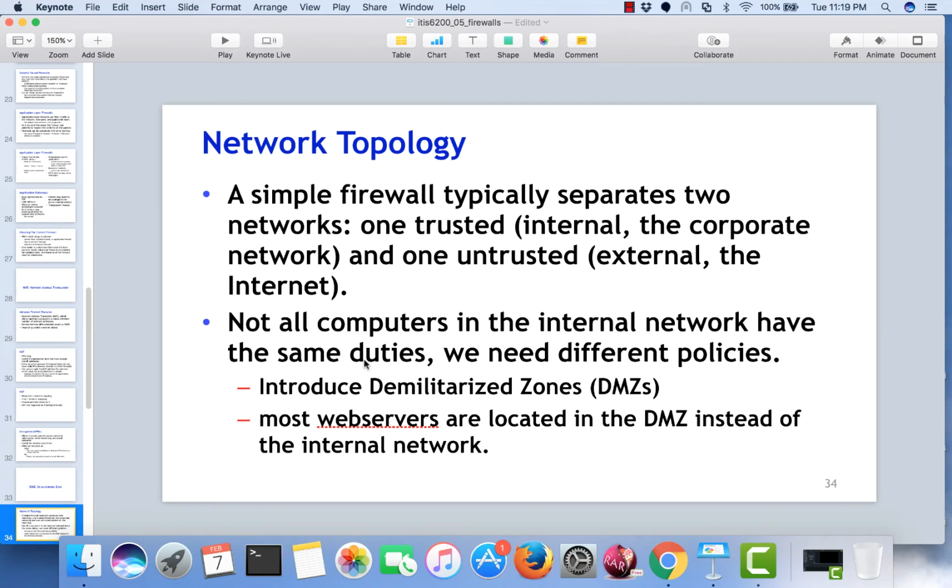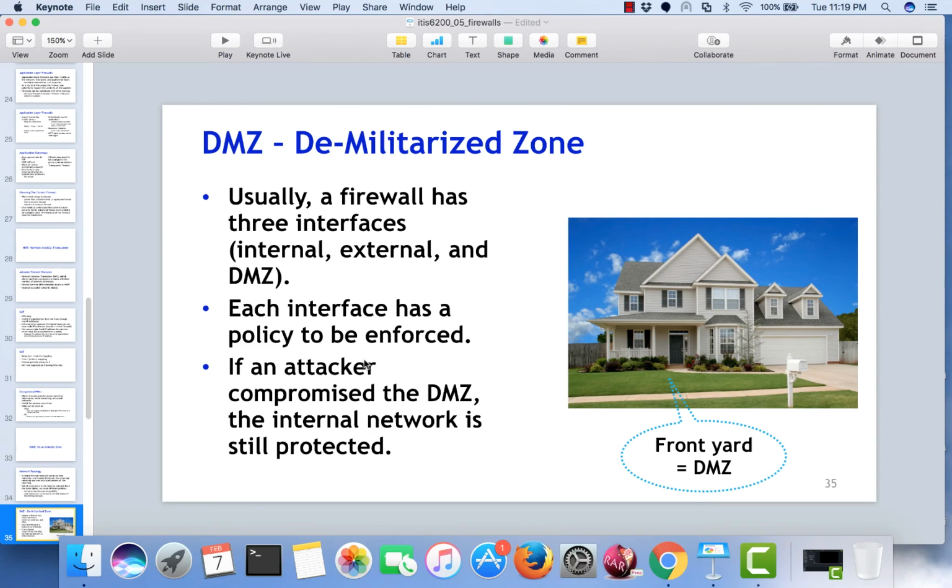DMZ, so a simple firewall typically separates two networks. One trusted, the internal side, the corporate network, we talked about this, and one untrusted, which is the internet. Not all the computers in the internal network have the same duties, so we need different policies. I think we talked about this in part 1. You're going to have accounting, human resources, all these different computers, and you're going to need to protect those resources.